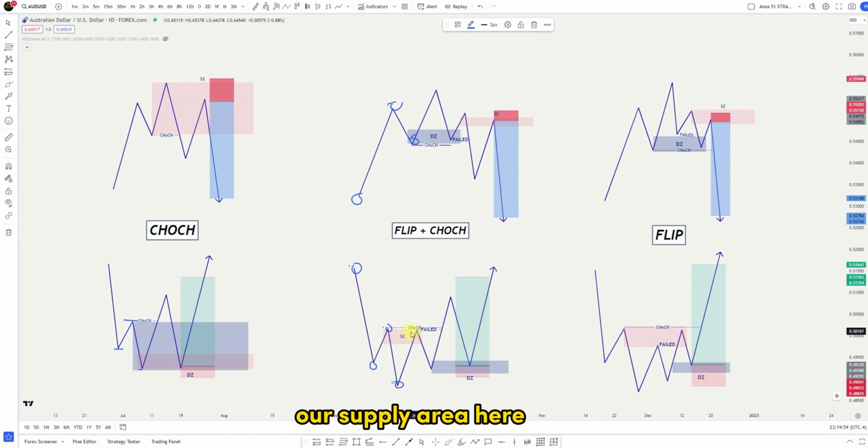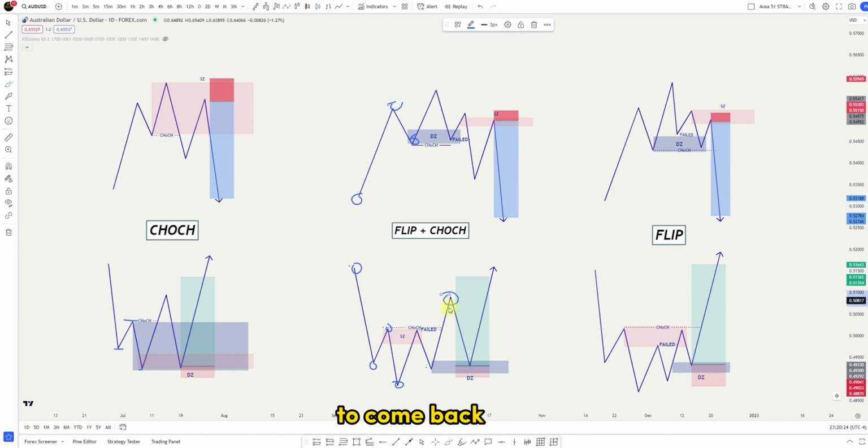Once we marked our supply area here, price came all the way down, and when the price came all the way down, it kind of went through it and created a failed supply zone. A failed supply zone. This means supply was not able to hold the price, and demand took over, creating a change of character.